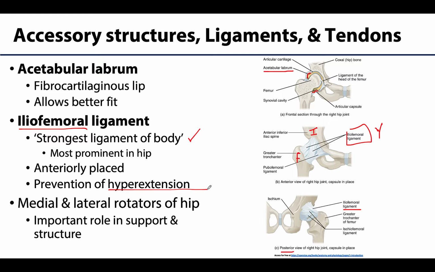Ligaments aren't the only protectors in this area. Tendons and muscle bellies play a huge role as well, specifically the medial and lateral rotators of the hip joint. So those are really closely associated and closely located with the hip joint. And we will be discussing those in upcoming learning objectives.